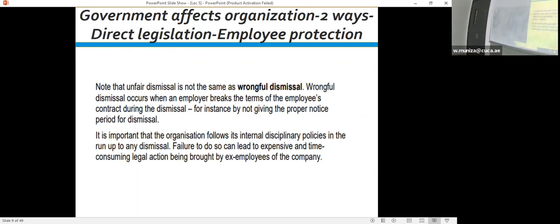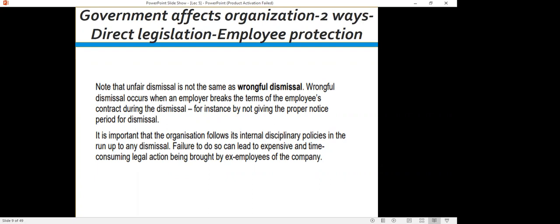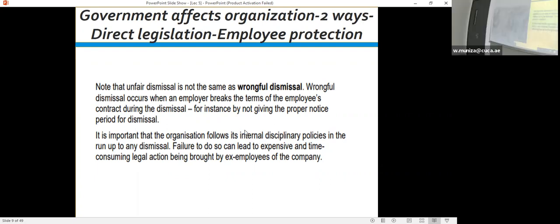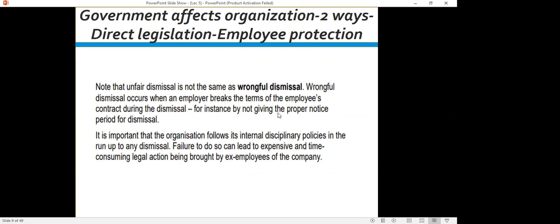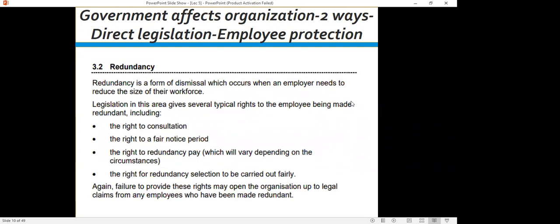Aisha and Rabia, are you clear? Yes, ma'am. Three important terms: constructive dismissal, unfair dismissal, and wrongful dismissal. Is everyone clear? Yes, ma'am.